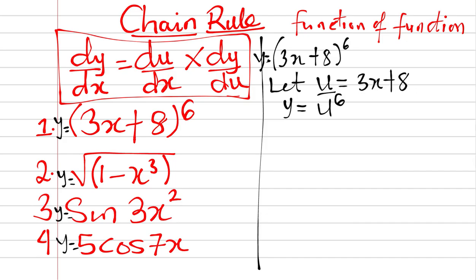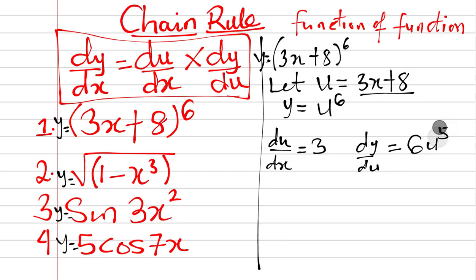So now let us do that. Our du/dx will be: if you differentiate 3x plus 8, you will get 3, because if you differentiate 3x you get 3, and if you differentiate 8 you get 0. Now let us do our dy/du. That means you want to differentiate y with respect to u. If you differentiate u raised to power 6, you will get 6u raised to power 5.